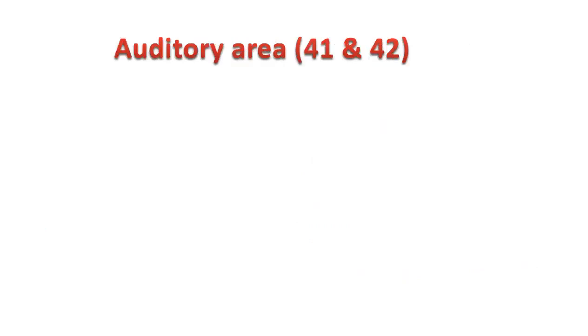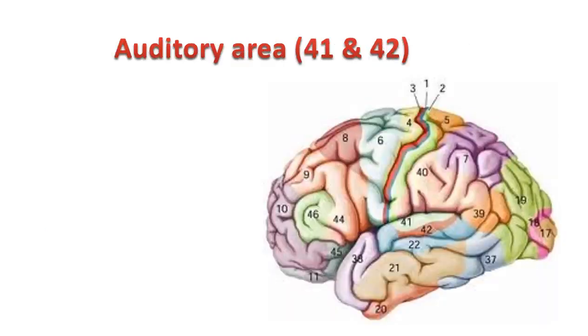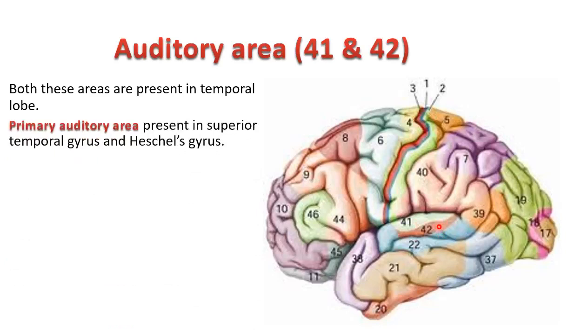So the next area we are passing on to is area number 41 and 42. So primary and secondary auditory or acoustic areas. They are present in the temporal lobe, located in the anterior part of the transverse temporal Heschl's gyrus. So superior temporal and Heschl's gyrus.